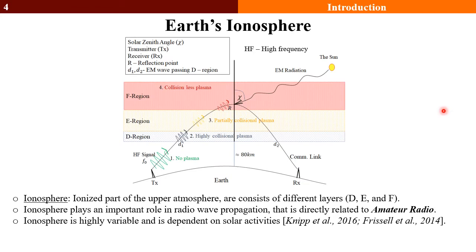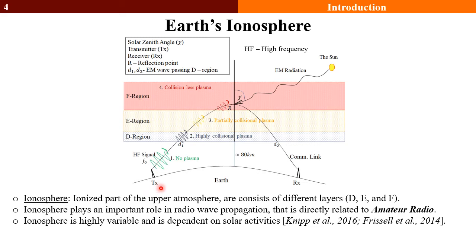So Earth's ionosphere, here is the schematic of the Earth's ionosphere and the traveling radio waves through the ionosphere. The ionosphere is the ionized part of the upper atmosphere that consists of typically three regions: D region, E region, and F region, color coded by blue, yellow, and red here.